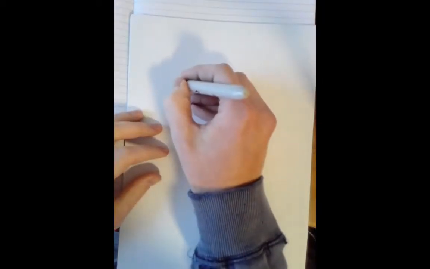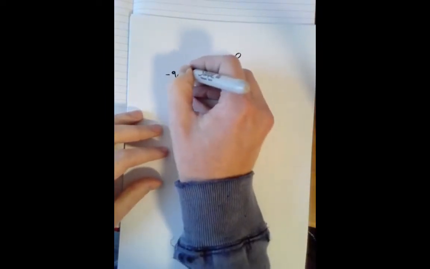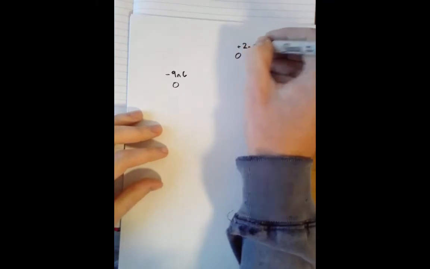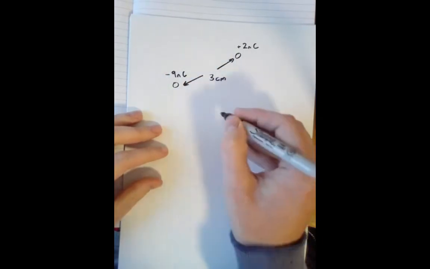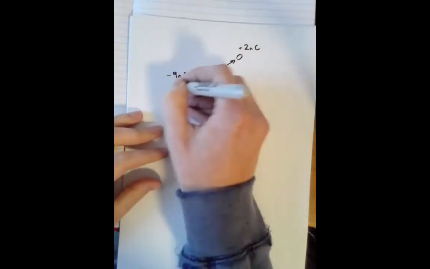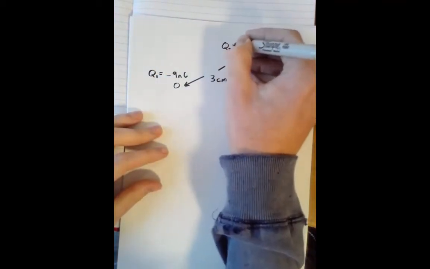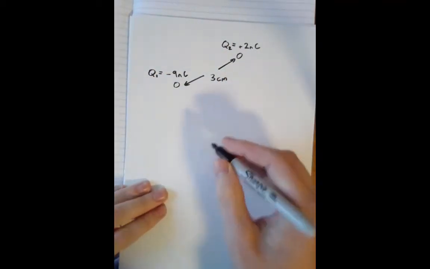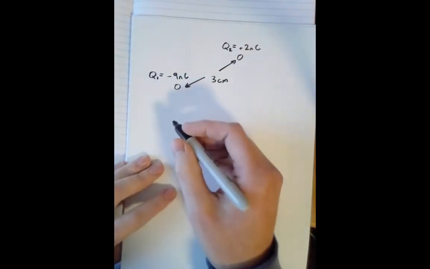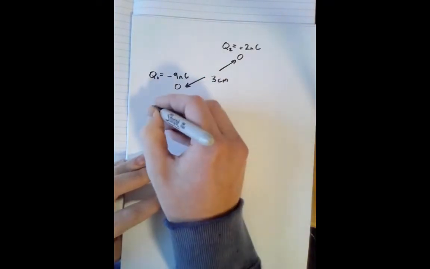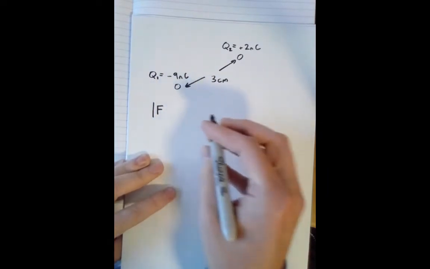So let's have an example problem. Let's take 2 point charges. Here they are. Let's say one is minus 9 nanocoulombs and one is plus 2 nanocoulombs. And let's say that they're 3 centimeters apart. And I'm going to call this charge 1. So let's label this Q1 and label this Q2. Okay. So if you're trying to calculate the force between a pair of charges, the thing to do first is calculate its magnitude. How big is the force? Right, worry about the direction in a minute.